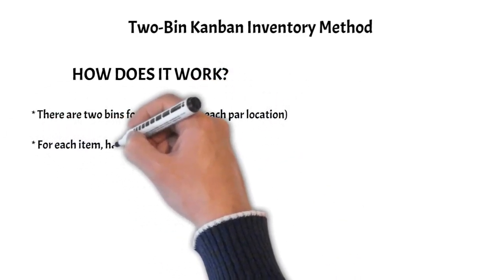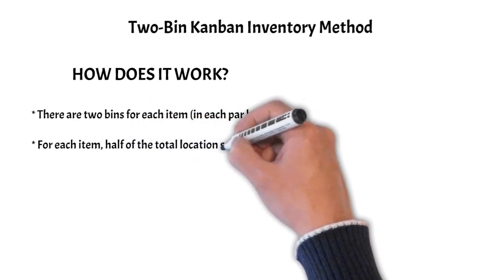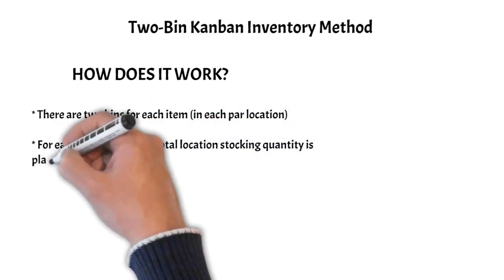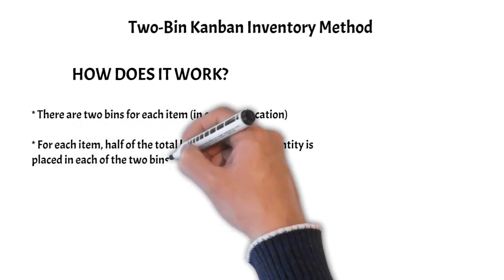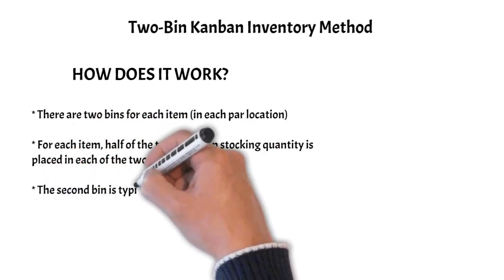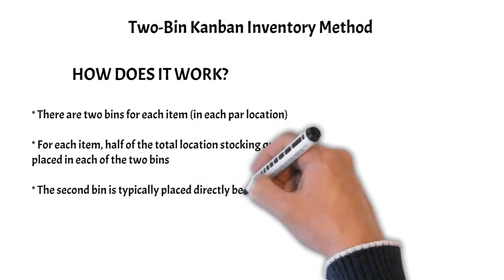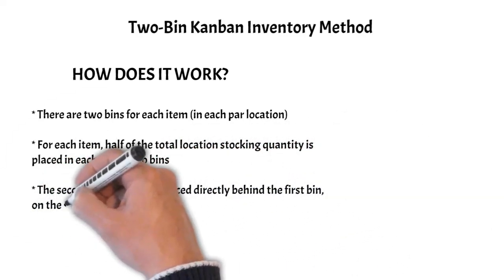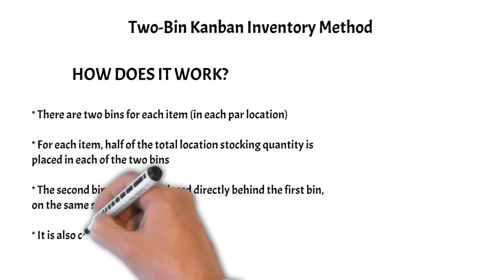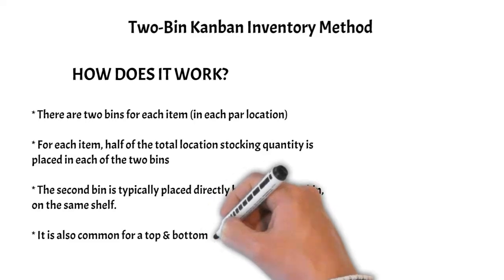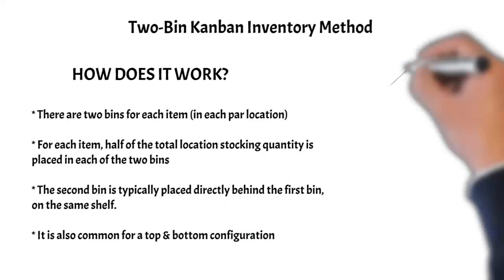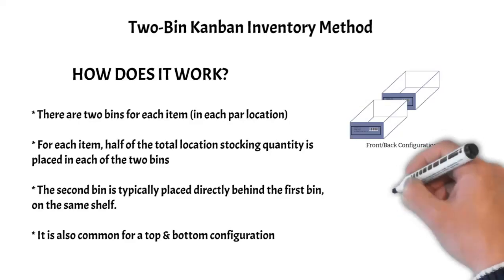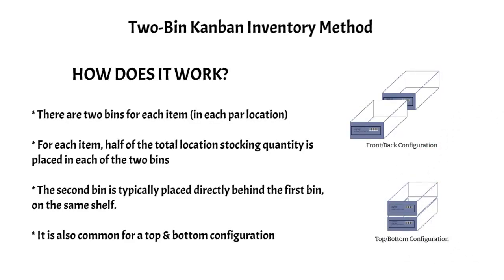Here is how it works. There are two bins for each item in the PAR location. Each bin is labeled with the item number and item number barcode and the maximum bin quantity. For each item, half of the total location stocking quantity is placed in each of the two bins. The second bin is typically placed directly behind the first bin on the same shelf, as shown in the diagram shown in the top right corner of this scene. It's also common for a top and bottom configuration, as shown in the bottom right corner of this screen.